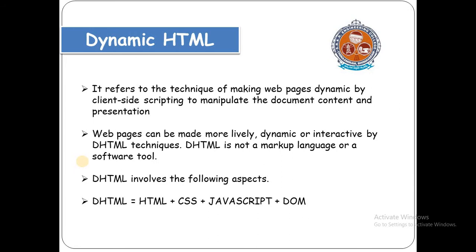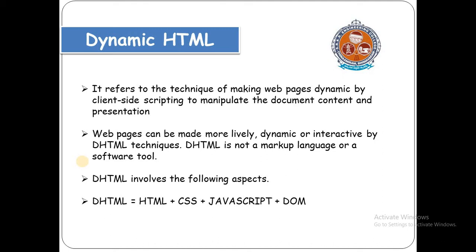First, what DHTML refers to is the technique of making web pages dynamic by client-side scripting to manipulate the document content and presentation. We already discussed what JavaScript is up to now. JavaScript is nothing but adding dynamic behavior by client-side scripting techniques. How this client-side scripting language is useful to HTML is to manipulate the document content and its presentation. So web pages can be made more lively, dynamic or interactive by the DHTML technique.